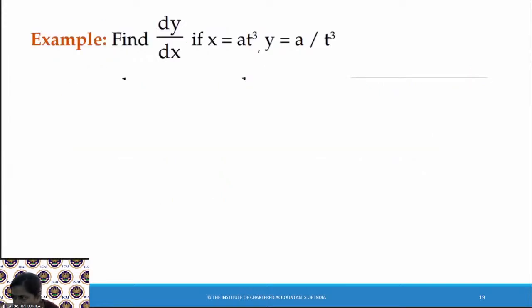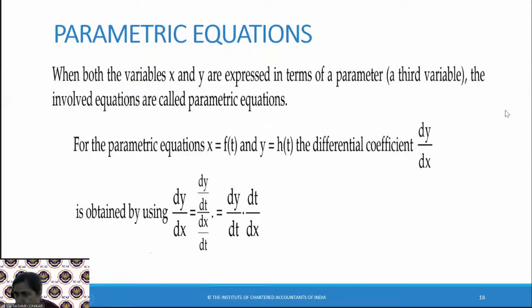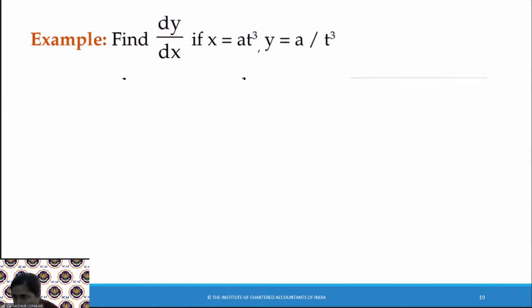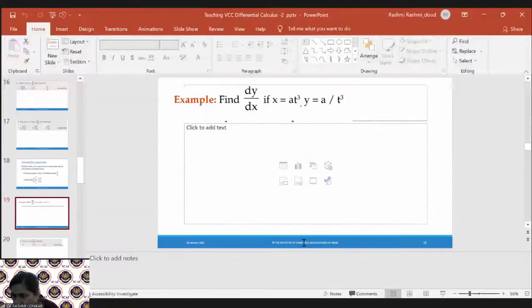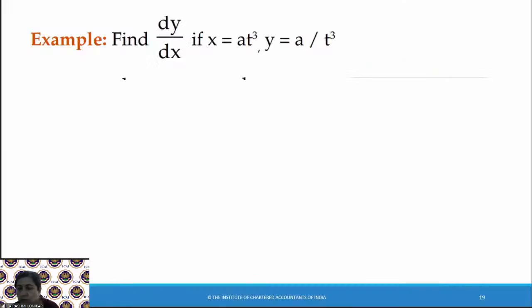So let us see. So let us take this sum. x is equal to a t cube and y is equal to a upon t cube. Okay.